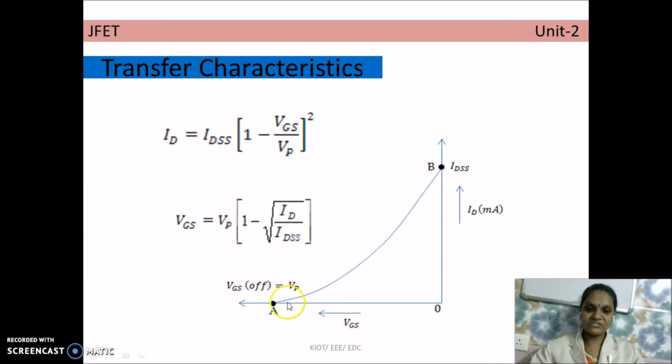The value of VGS for which the drain current becomes 0 is called the VGS cutoff voltage. This is also called the pinch off voltage, but more frequently we call this VGS off or VGS cutoff. Here also you are using the same expression. From this expression I can get the value of VGS equal to VP into 1 minus square root of ID by IDSS. This is the transfer characteristics of N channel JFET.